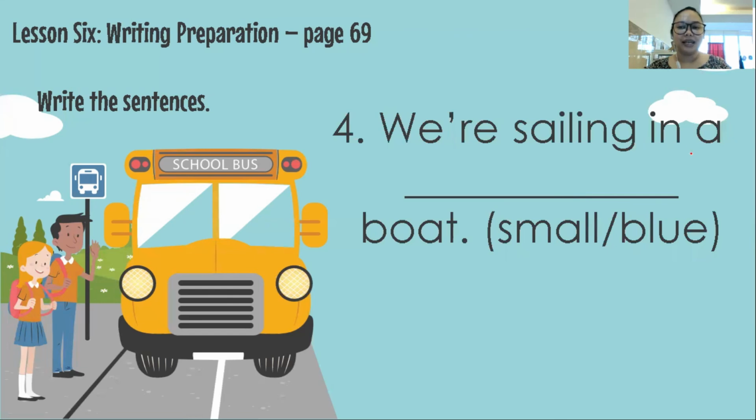Number 4. We're sailing in a blank boat. We have here the adjectives small and blue. So which one comes first? The size. Okay, what is the size? What word for the size? Yes, small, this one. So we will write small, then comma, and then the color, blue. We're sailing in a small blue boat. Okay?